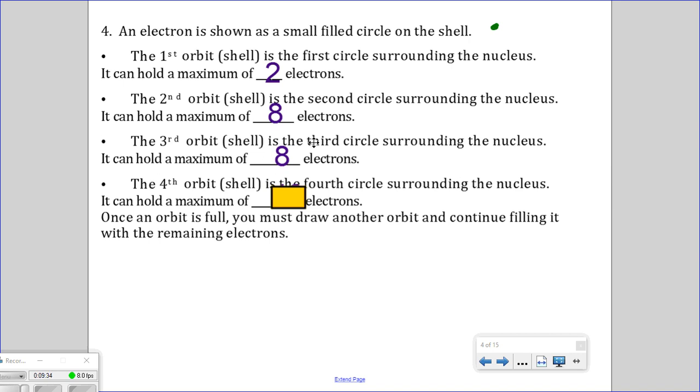If we go beyond those 8 electrons, and then we draw another circle, so that fourth circle, which would be the fourth orbit, and as the fourth circle surrounding the nucleus, it can hold a maximum of 18 electrons. Once an orbit is full, you must draw another orbit and continue filling it with the remaining electrons. Typically, we won't go past calcium in terms of drawing Bohr Rutherford diagrams, which is the 20th element on the periodic table.